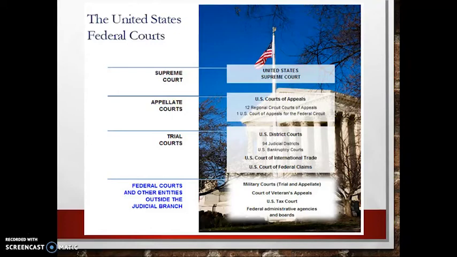Now, keeping this tier system in mind is crucial because a hierarchy exists among the courts. That means that decisions from higher courts within a jurisdiction are binding on lower courts within that same jurisdiction. Most state court systems follow a very similar structure.